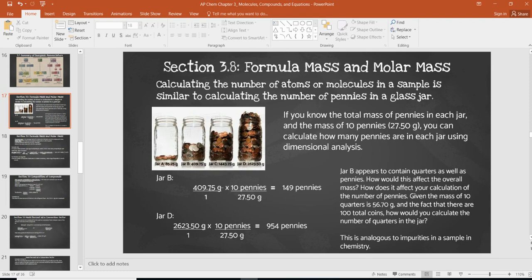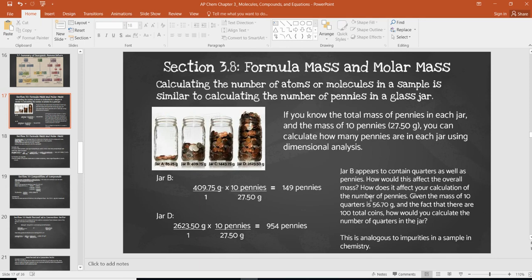So we have 409.75 grams total. 10 pennies on top, because we want pennies at the end, weighs 27.50 grams. So we divide 409.75 by 27.5 and then multiply by 10, and we should get 149 pennies. The same thing is done for jar D. So jar D, you can tell, is much more full, and it has a mass of 2,623.50 grams. So same conversion, except this time we have 954 pennies.